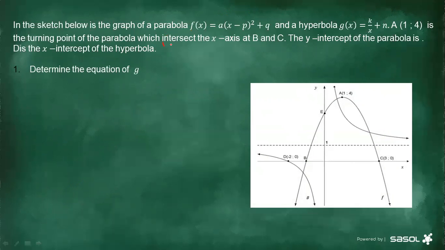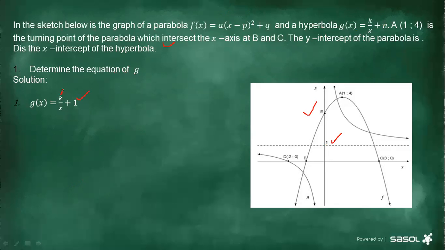We're still having the same scenario, same graph, but now we have to address this question that says determine the equation of g. Let's determine that. Now remember, for n, we don't have to calculate. n is the horizontal asymptote, which is 1 in this case. You can see there's 1 there.